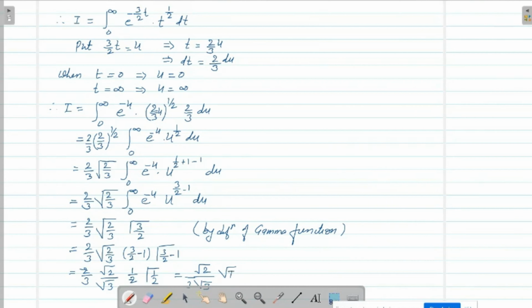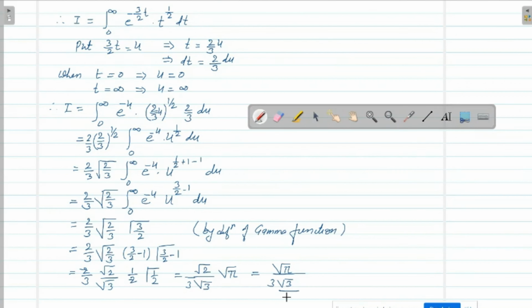Square root of pi. So this can also be written as square root of pi divided by 3 square root of 3, and the whole divided by square root of 2. This can also be written as square root of pi into 3 into square root of 3 by 2. So this is your answer.